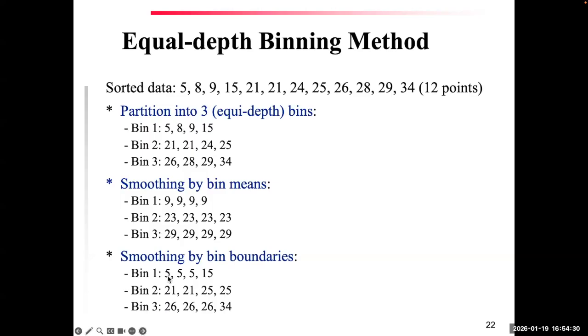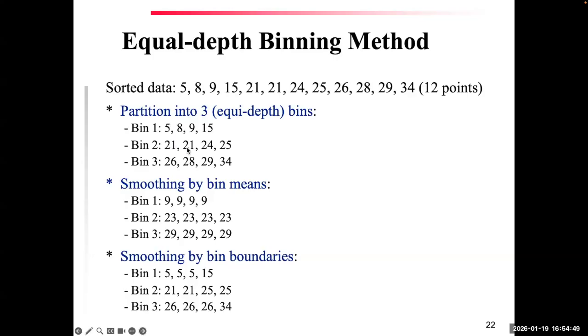So mean and max of bin 1 are 5 and 15. Other values are replaced with the one that is nearest to them. For example, the second value was 8, which is closer to 5, so it is replaced by 5. 9 is also closer to 5 compared to 15, so it is replaced by 5. Now we go to bin 2.